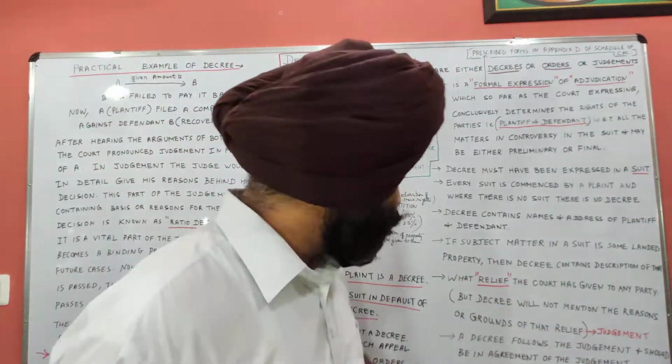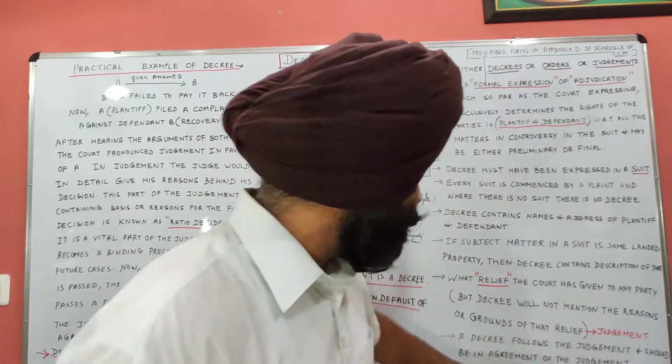So next point is, decree follows the judgment and should be in agreement with the judgment. Judgment comes first, then comes the decree. A decree should follow a judgment. Judgment should not follow a decree. Decree should be in agreement with the judgment.